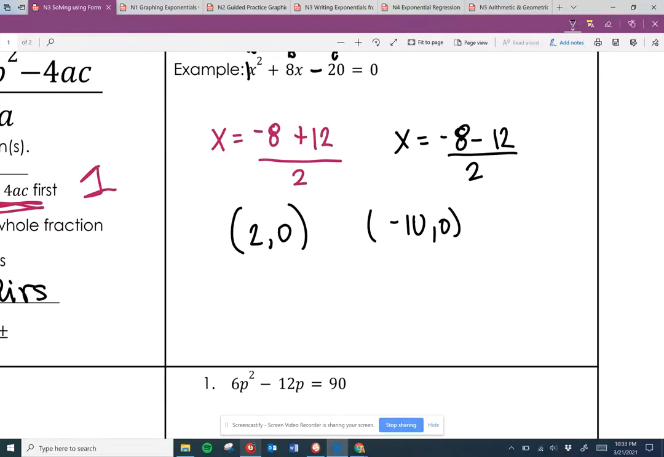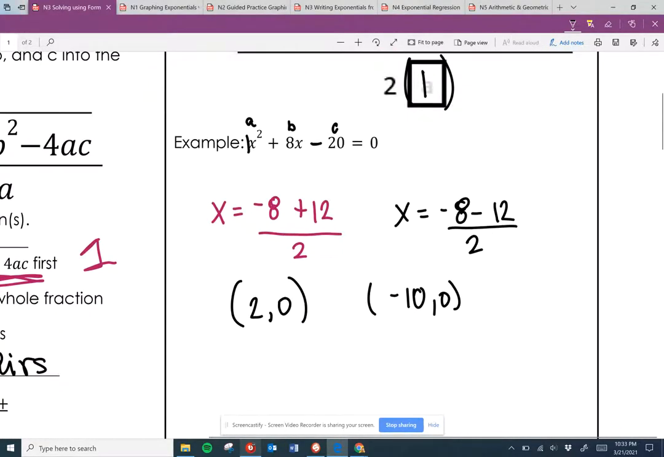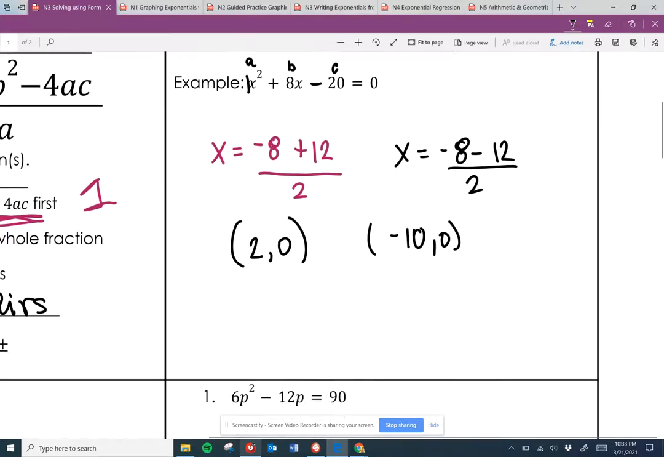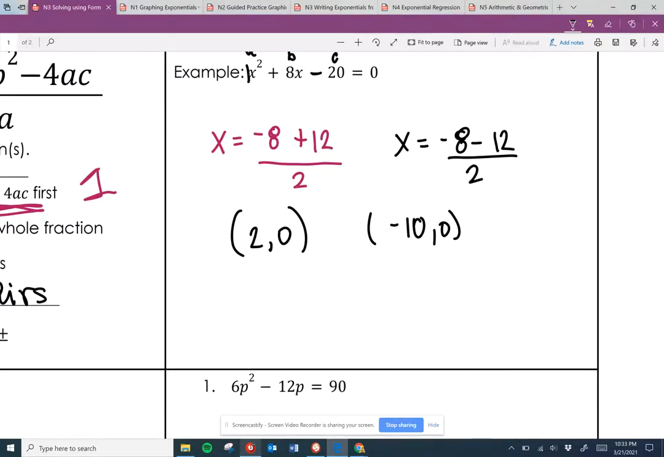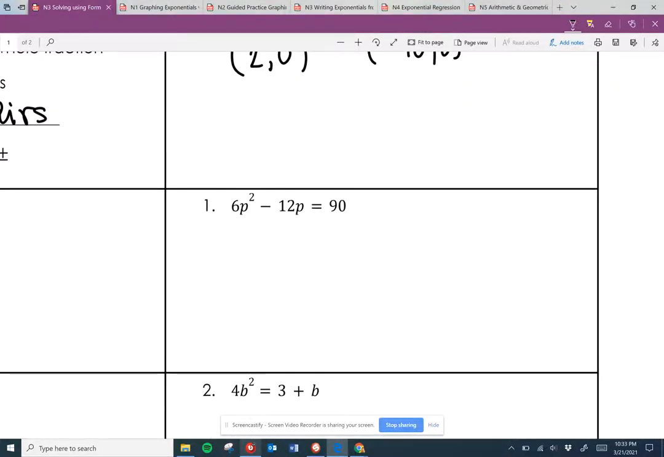Now, remember, a solution is a root, a zero, an x-intercept solution. So if we graphed this in our calculator, we would see these are the two places that it is touching the x-axis, the x-intercepts, okay? 2 and negative 10. That's the two places that it touches. Okay, let's do another one.